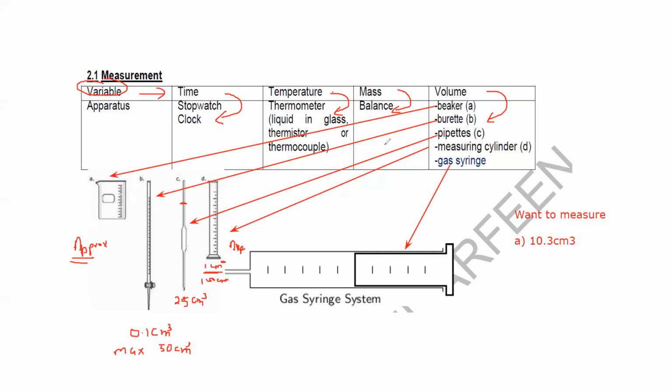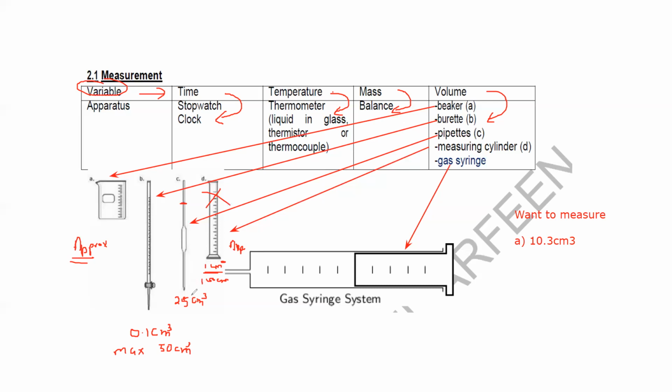10.3 cm cube. A measuring cylinder can measure accurately to 1 cm cube, the smallest value being 1, like a whole number. It cannot measure decimal points. It can be like 10, 11, 12, 13, but not 10.3. So it cannot be a measuring cylinder.